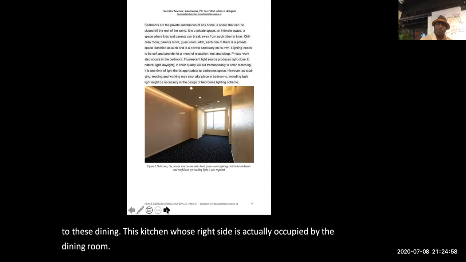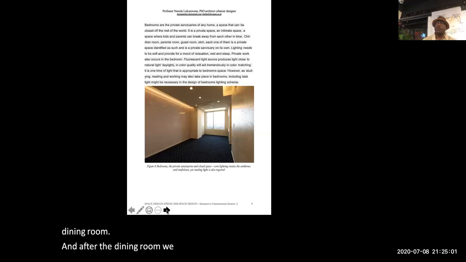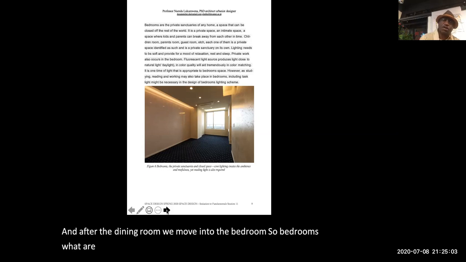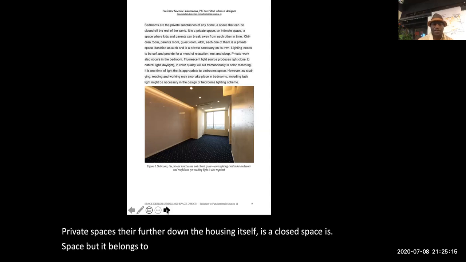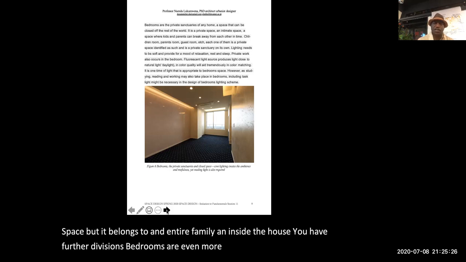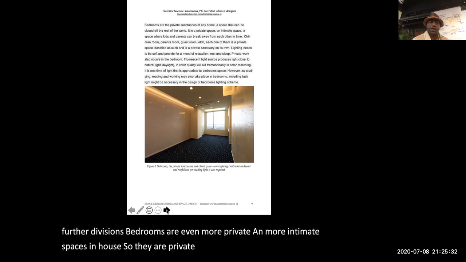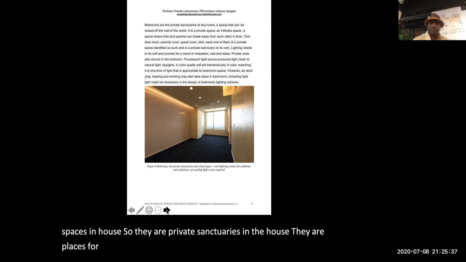And after the dining room, we move into the bedroom. So bedrooms, what are they? Bedrooms are private spaces. They're further down. The house in itself is a closed, private space, but it belongs to an entire family. And inside the house, you have further divisions. Bedrooms are even more private and intimate spaces in the house. They are private sanctuaries, places for relaxing and getting rest.